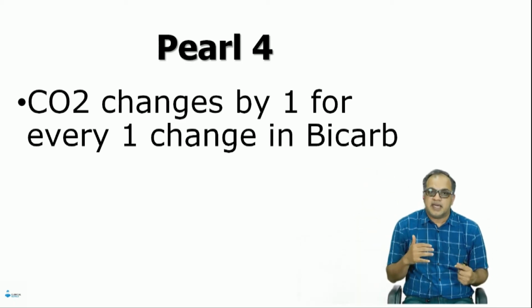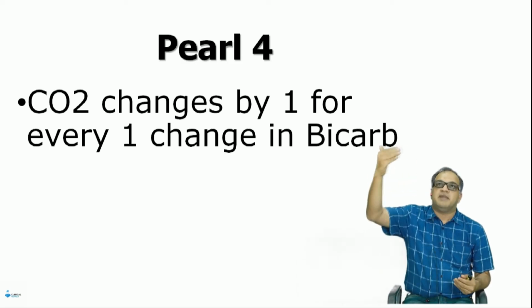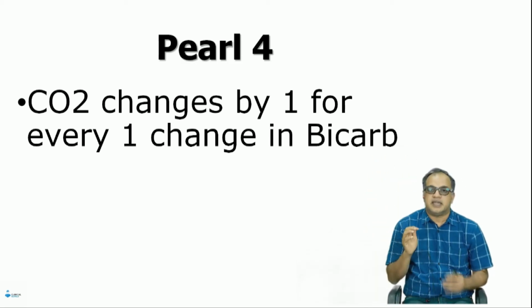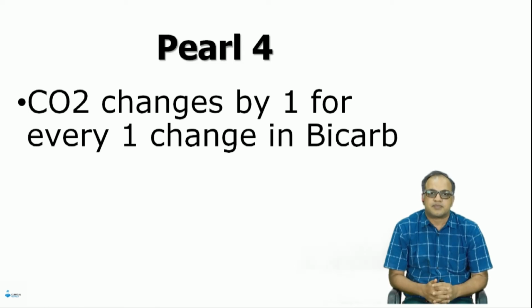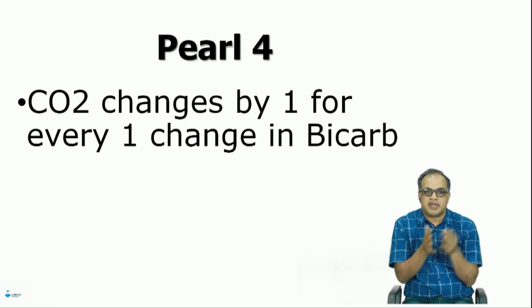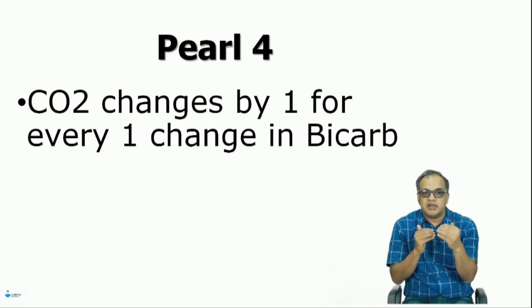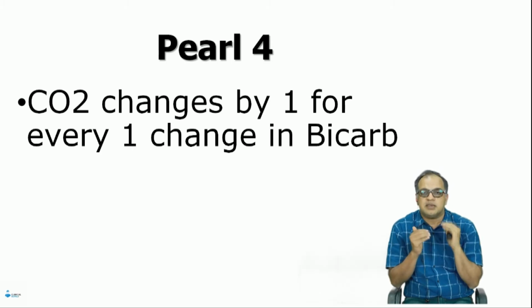If bicarb is 10, that means 14 less, then the CO2 will be 40 minus 14, that is 26. So the fourth clinical pearl is, in metabolic changes, in metabolic acidosis and even in alkalosis, the CO2 changes by 1 for every 1 change in bicarb.